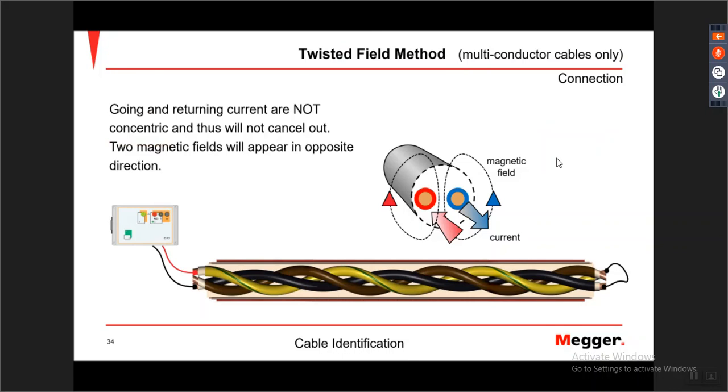Going and return current are not concentric and thus will not cancel out. The two magnetic fields will appear in opposite directions, which will show you on one cable a green pulse and a red pulse. The magnetic field, 90%, no induction, thus proving that we can get signals going in and out.